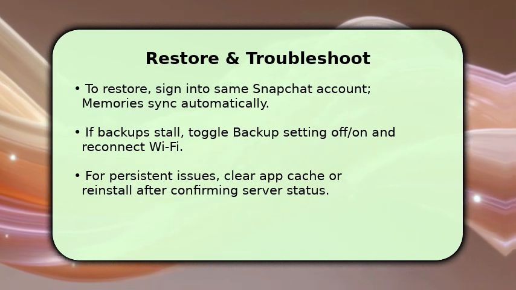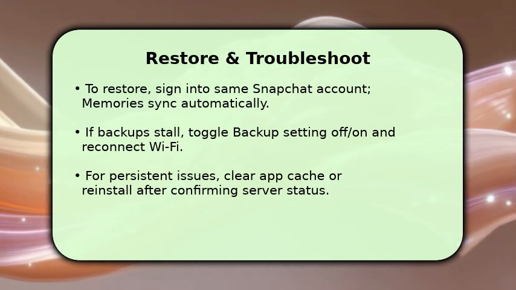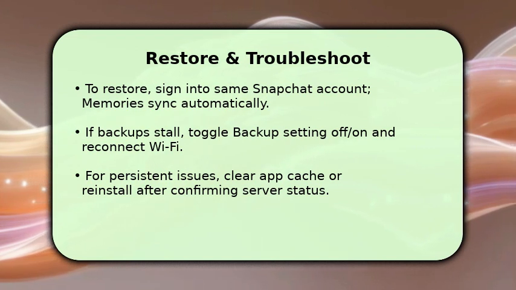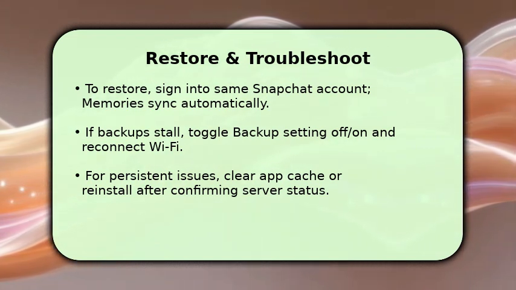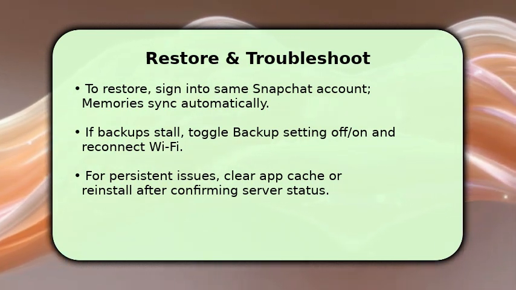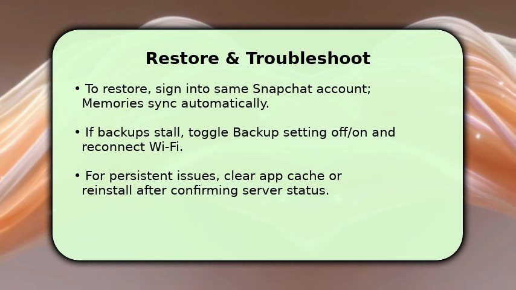If syncing stalls, toggle backup off and on, then reconnect to Wi-Fi to force a retry, because small glitches often reset the upload queue. If things still go wrong, clear the app cache or reinstall Snapchat after confirming you see a recent last backup. Doing so preserves backed content and resolves most persistent sync failures.